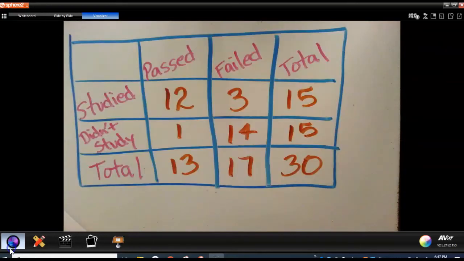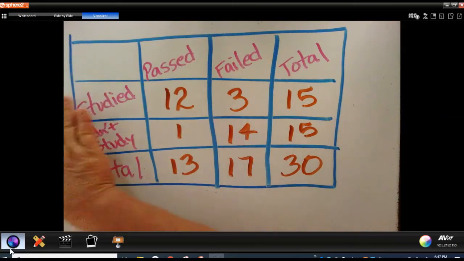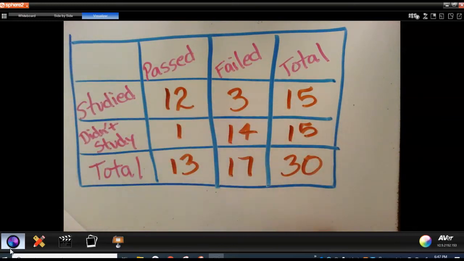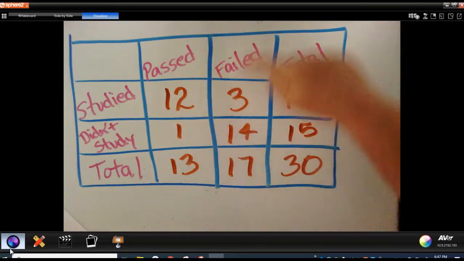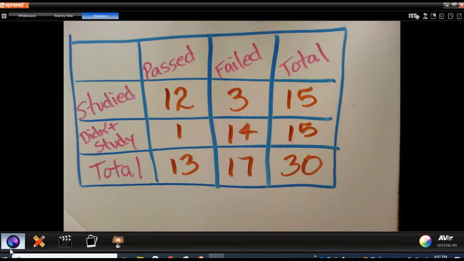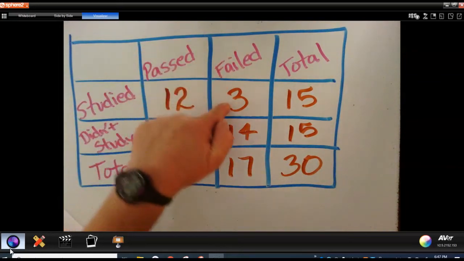So I'm going to stop the video for a moment and recreate the chart that is on the first page of the notes. So this is a typical two-way frequency chart. You see, this is your total number of students, okay? Here, these rows are studied and didn't study, and these columns are passed and failed. So you can see that there are different buckets of information.